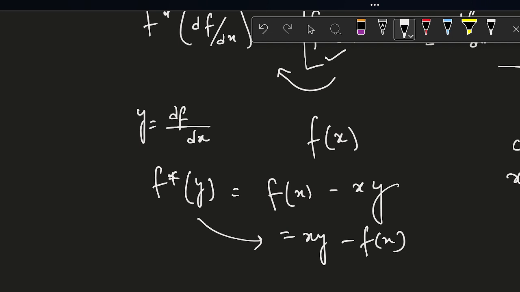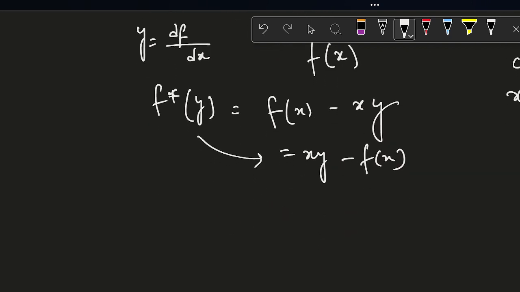Remember that here you are changing the independent variable from x to y, with the condition that y, the new variable, is equal to the derivative of the first function with respect to the original independent variable. Okay, so this is the basic idea. By doing so, you can easily find out how the Lagrangian in classical mechanics, L as a function of q and q dot, where q is the positional coordinate and q dot is the velocity, transforms.